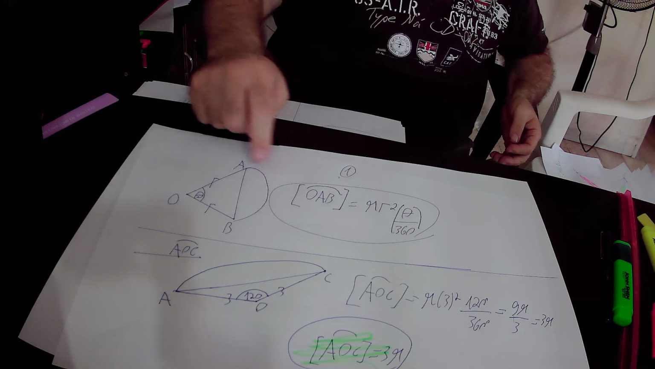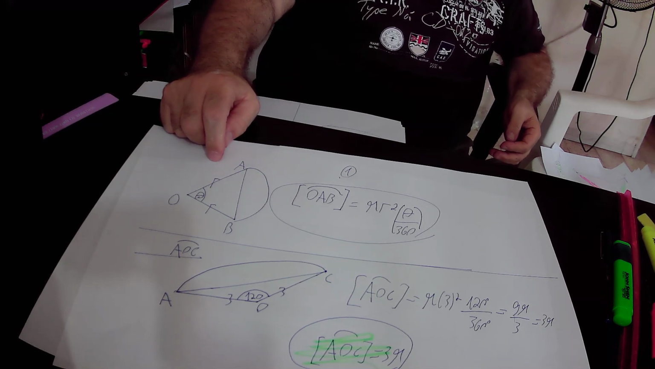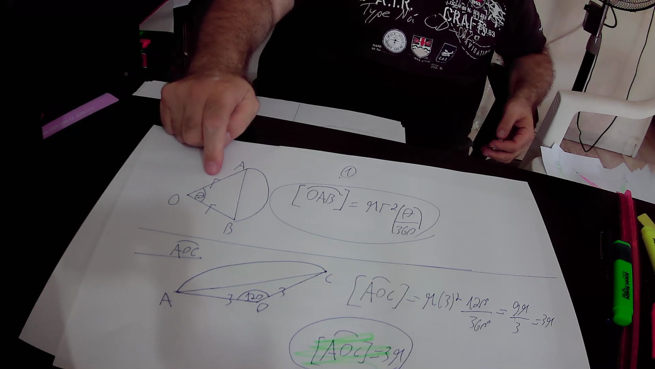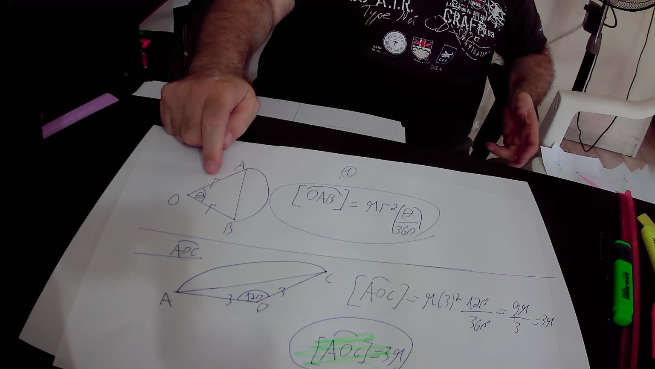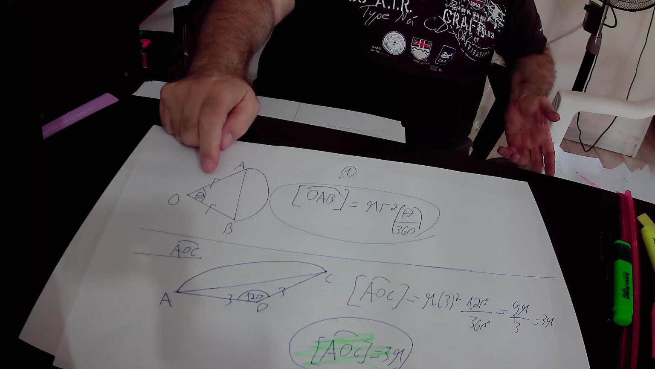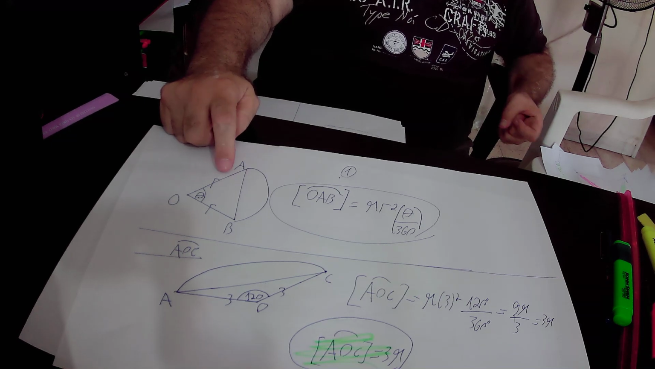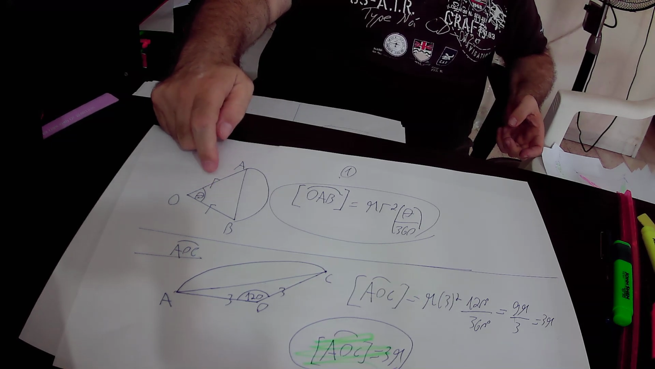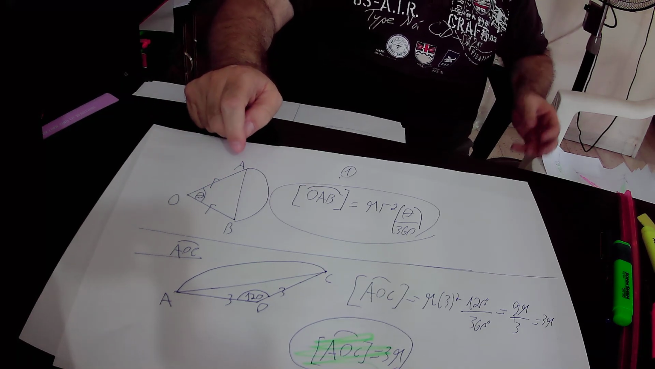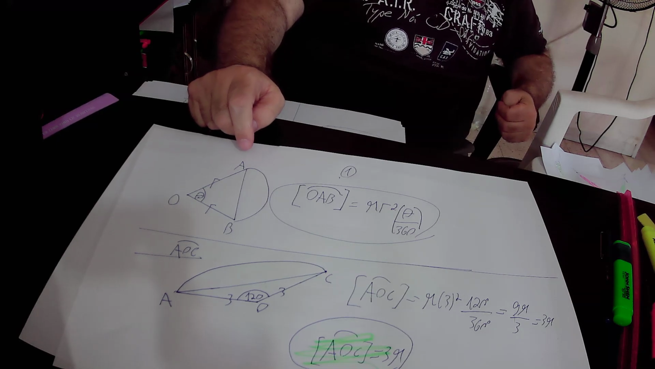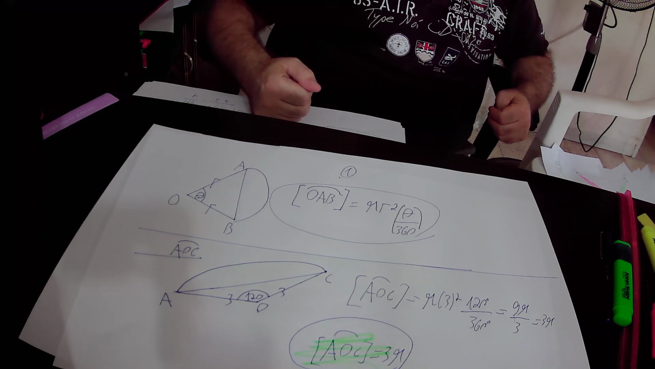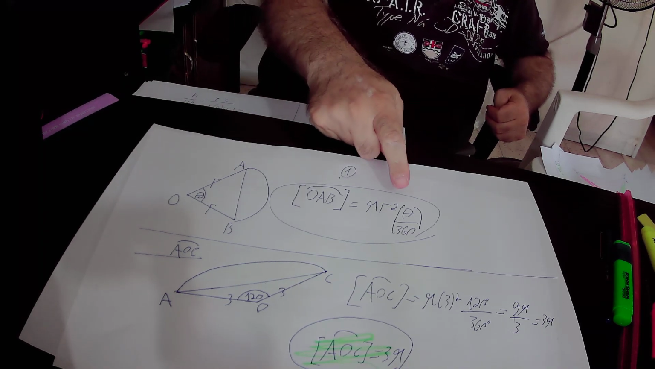This is sector AOB, that could be any sector. AO equals OB, they are both the radii of the circle that contains this sector. And the radius of the circle is R. And the angle between the legs of the sector, AOB, is theta. So the area of this sector, sector AOB, equals pi r square, that is the area of the entire circle, times theta over 360 degrees.